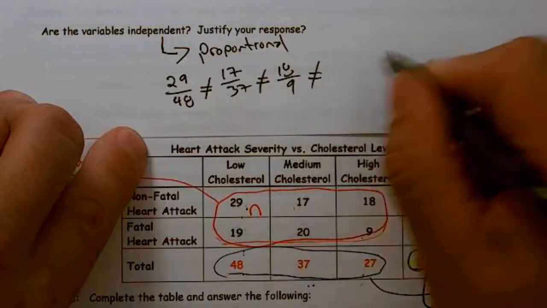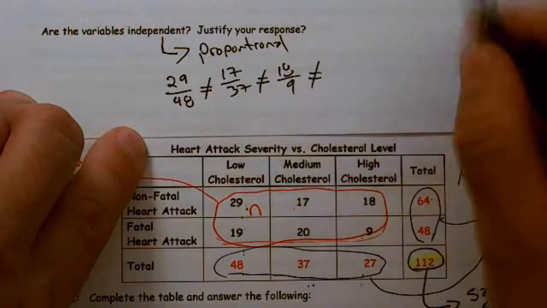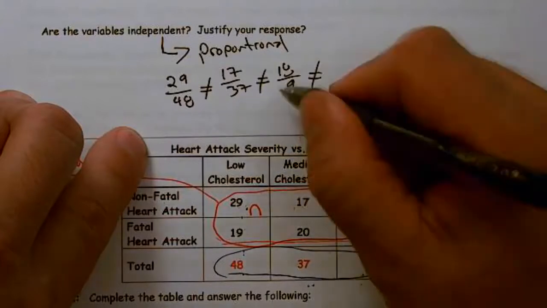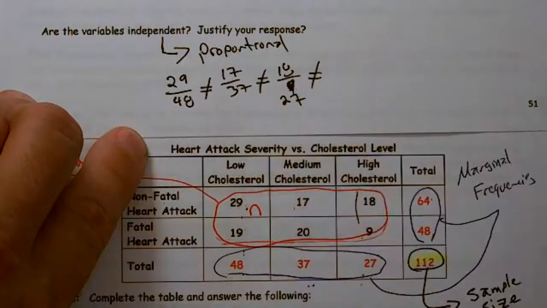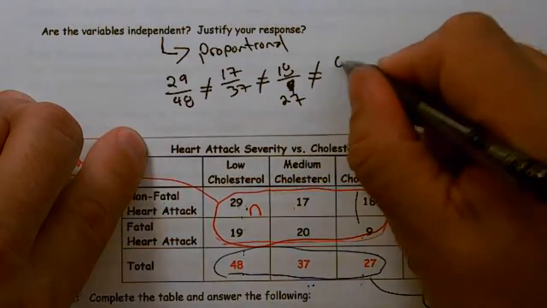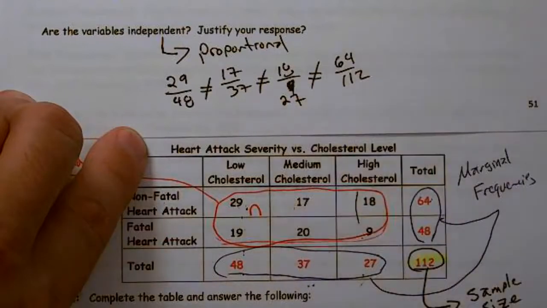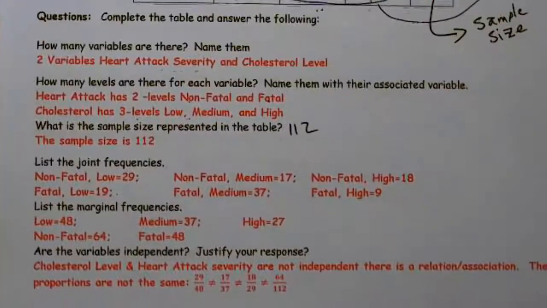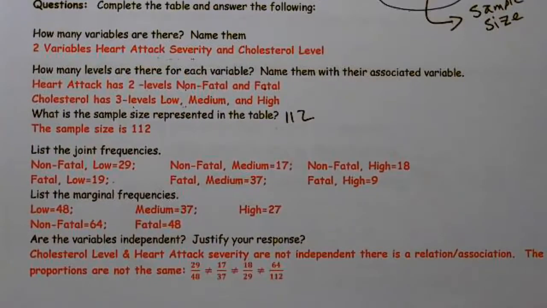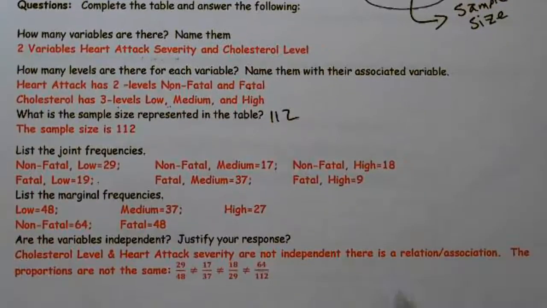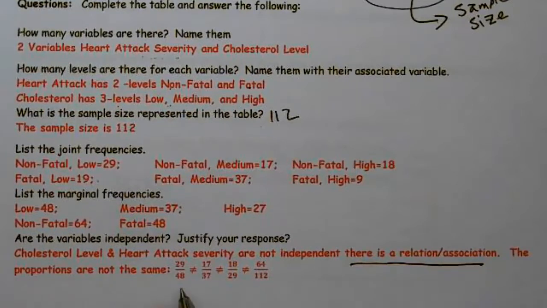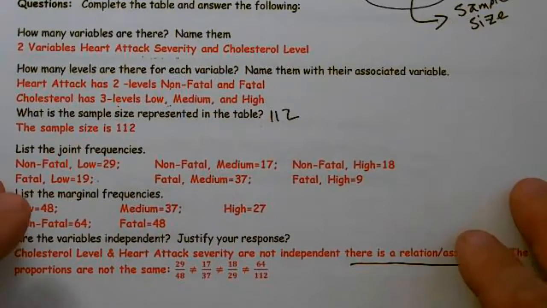Oh, I skipped one. Hey, that shouldn't be 18 over 9. That should be 18 over 27. Excuse me. And 64 over 112. So it's not proportional. Because it's not proportional, they're not independent, which means there is a relationship or association. Proportions are not the same, so they're not independent, and so there is a relationship or an association. All right.